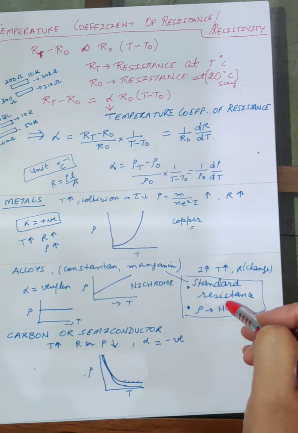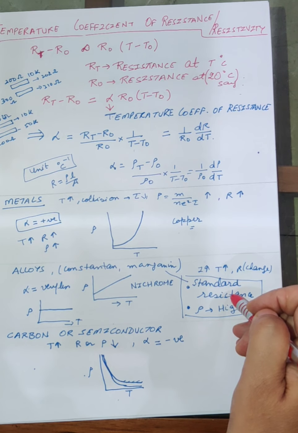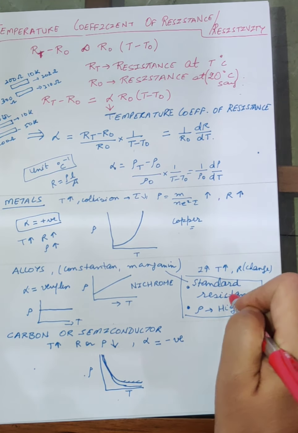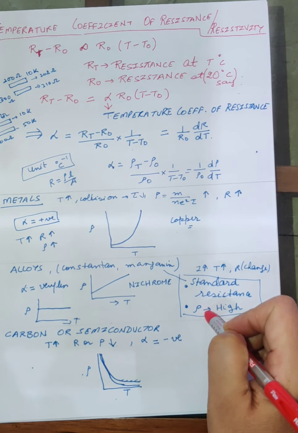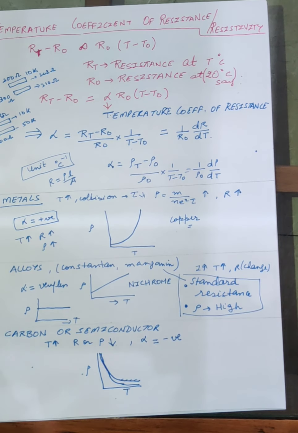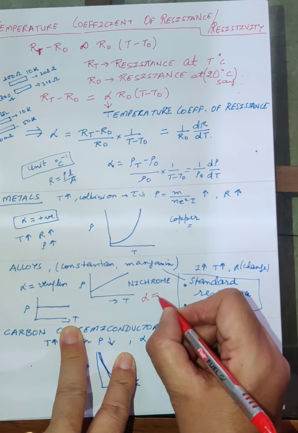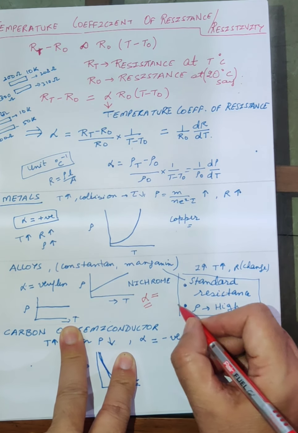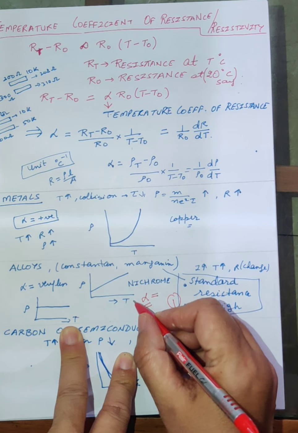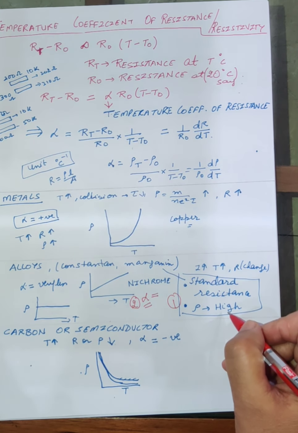Now the question can be asked, why are alloys used to make standard resistances? All your standard resistances in the laboratories are made up of alloys. Why? There are two answers for this. The first answer is that rho, the specific resistance, is very high. And the second reason, you will write that alpha does not change much with temperature. So these are the two answers why alloys are used for making standard resistances.